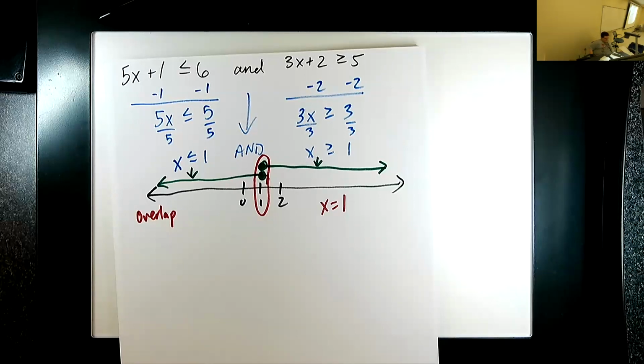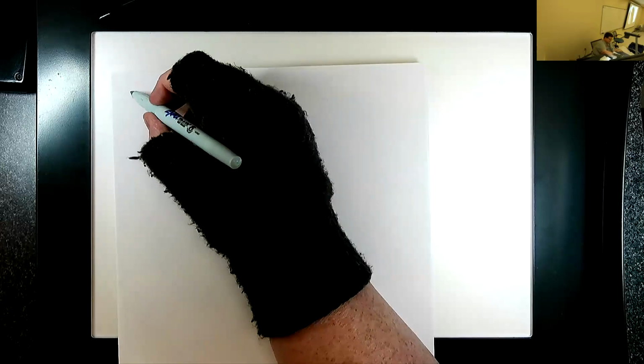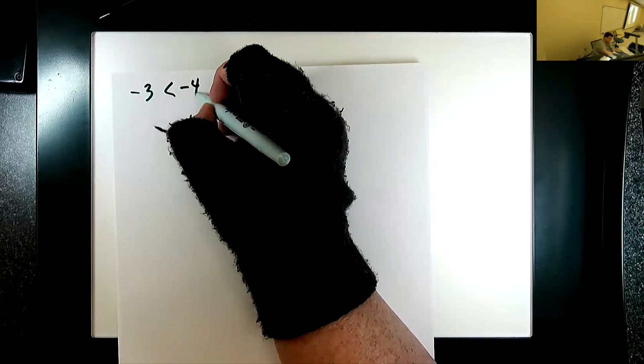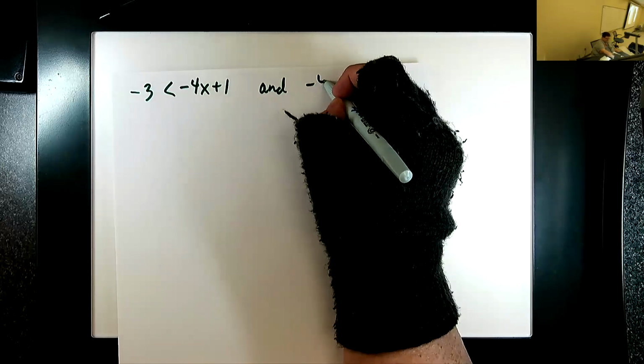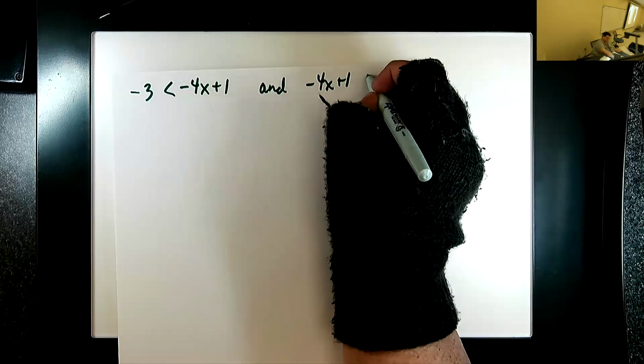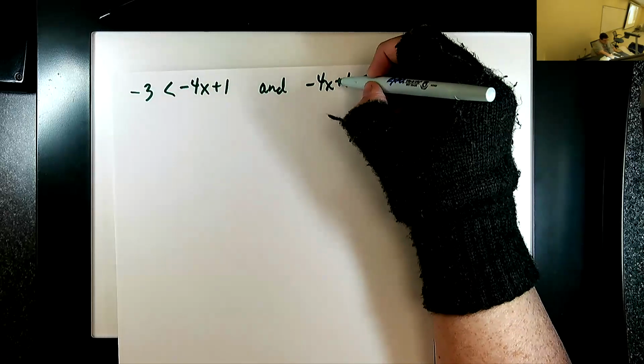So this is still along the lines of the intersection. Let's start off with a fresh page because there's a little bit more to say on this next one. Sometimes they give you stuff like this. -3 is less than -4x plus 1, and -4x plus 1 is less than 13. That's a plus.